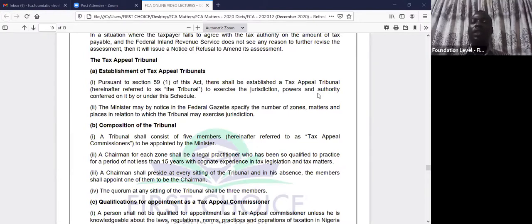All right, now we've seen the jurisdiction where the Tax Appeal Tribunal exercises their power. Now let us look at the composition of the Tax Appeal Tribunal. The people who make up the Tax Appeal Tribunal are called tax appeal commissioners. So the tribunal is just an umbrella. The people under the umbrella are called commissioners. Okay? Now, in each appeal tribunal, the Tax Appeal Tribunal, they are in zones.